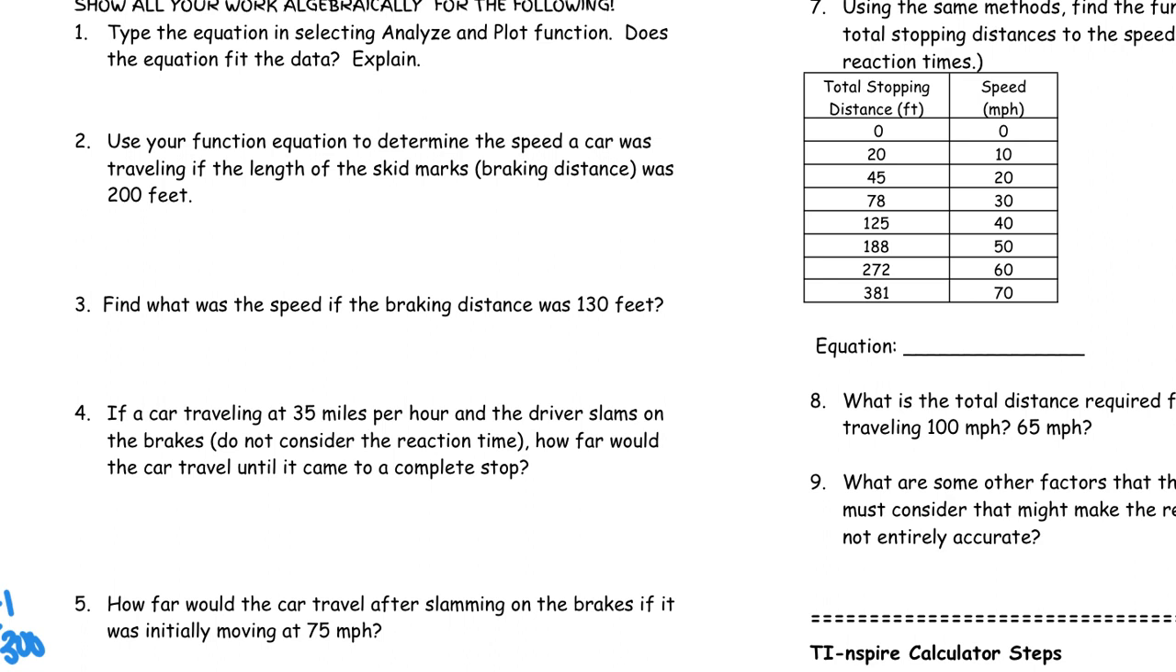It says, use your function equation to determine the speed as your car was traveling if the length of the skid marks was 200 feet. Is that an X or a Y value that they gave us? That's totally an X. So if you have an X value, that means you can use the graph trace feature. So let's go to menu, trace, and graph trace.